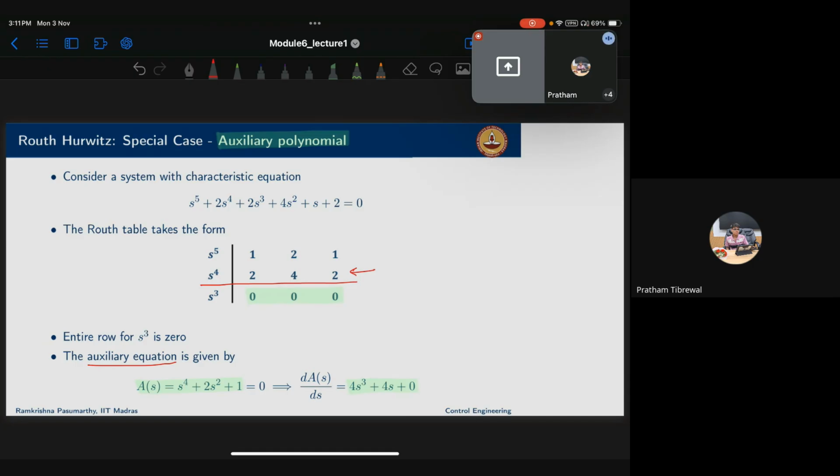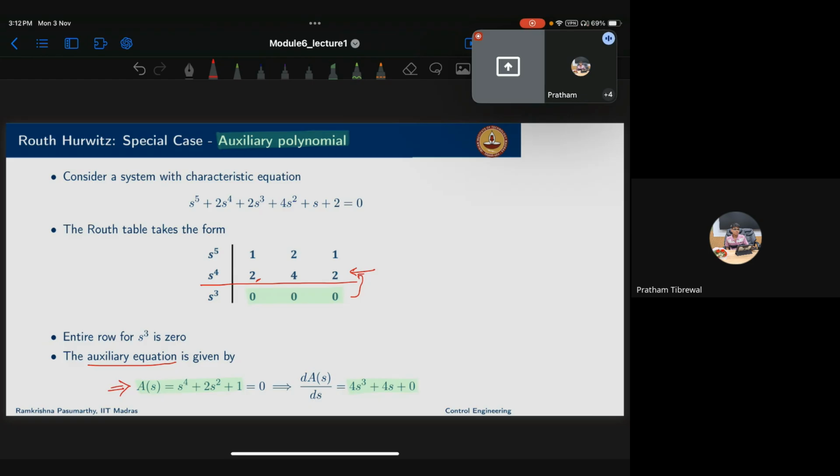So always we are taking the row above the all zeros. For example, if I get all zeros in the fourth row, then I will take the third row for the auxiliary equation. Yes, the row above the zeros row. Here this is your auxiliary equation.